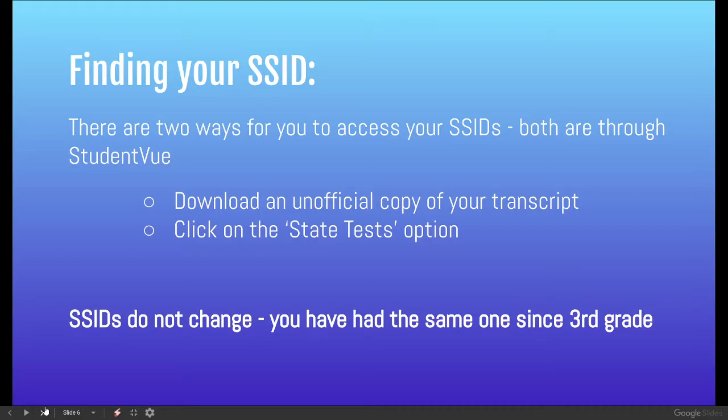So I told you finding your SSID is a bit complicated. There's only two ways that you can access your SSID, and both of them are through your personal Student View accounts on Synergy. You can do that by downloading an unofficial copy of your transcript, and you can also do that by clicking the state test option, which I think should reveal some prior test taking results, probably from middle school and earlier on.